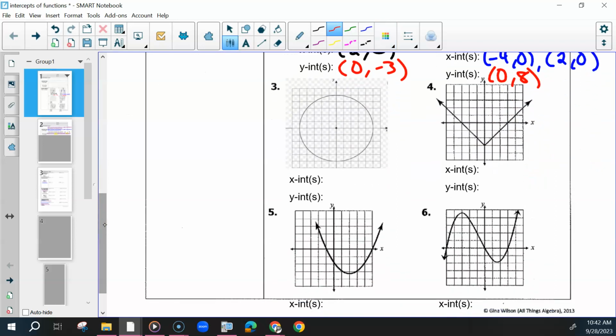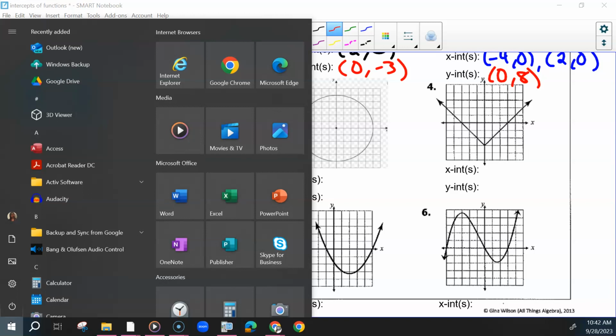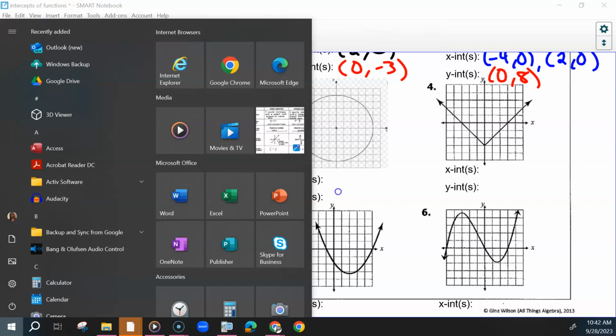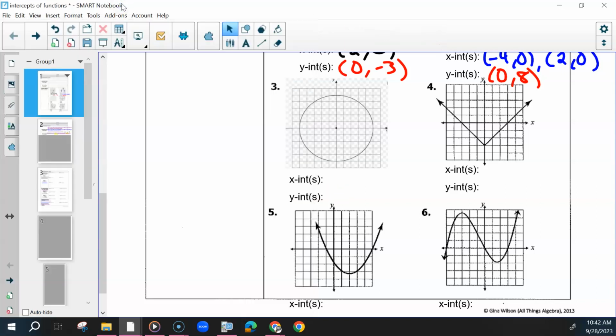Look on here, see if there are any others we want to go over, have questions about. And we'll do that when we come back from lunch. Are there any that we have questions about? I'll re-ask that when we come back on Monday.